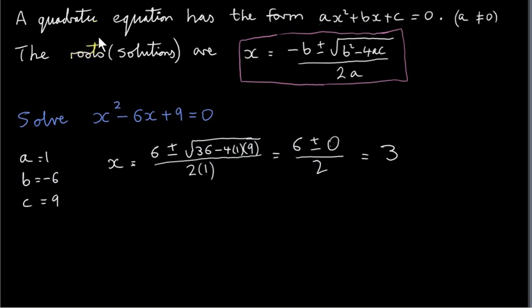In the last video I introduced quadratic equations and showed you how to solve them. In this video I want to continue on with some more examples. This example here is the quadratic equation x squared minus 6x plus 9 equals 0.